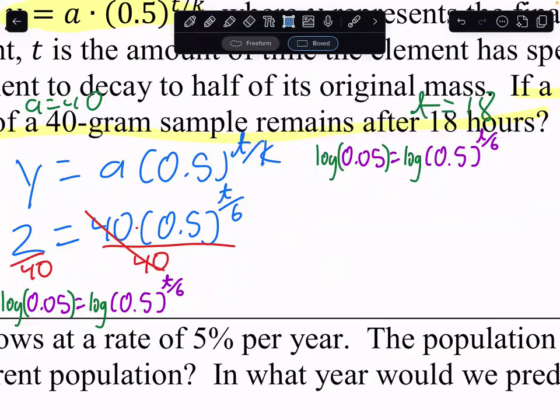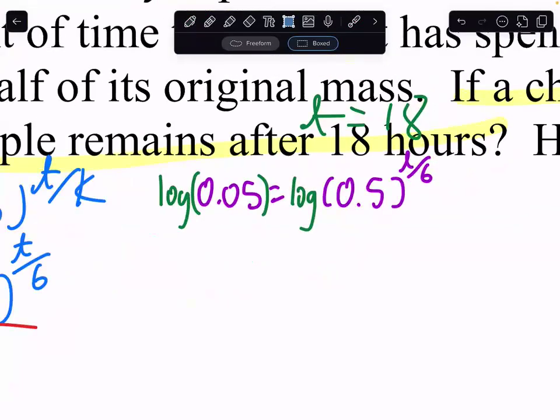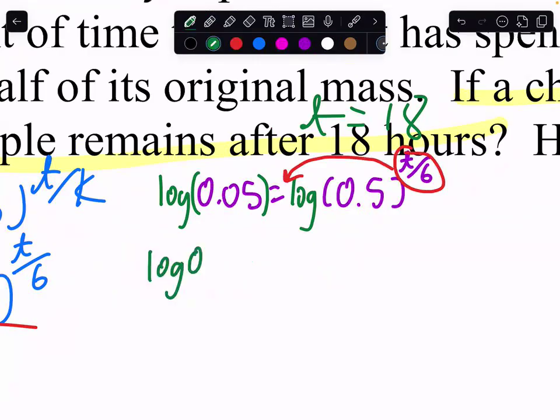Okay, so remember, the reason we do this is because the power property states that if a logarithm's argument has an exponent, you're allowed to move it in front as a coefficient. Okay, so the left side will stay the same for now. But the right side, we're going to move that exponent of t over 6 out front as a coefficient.